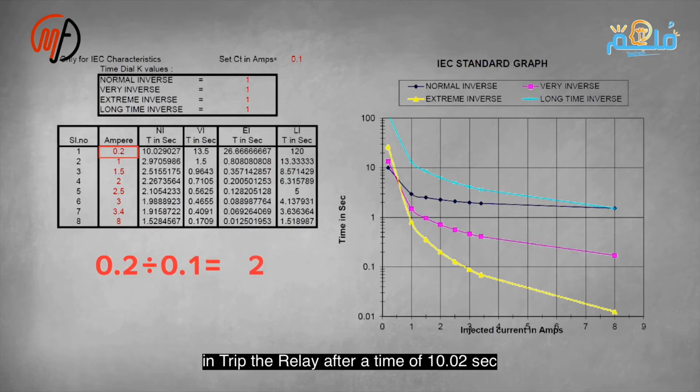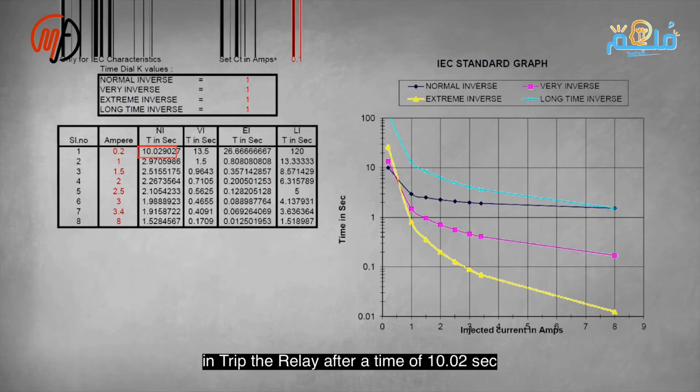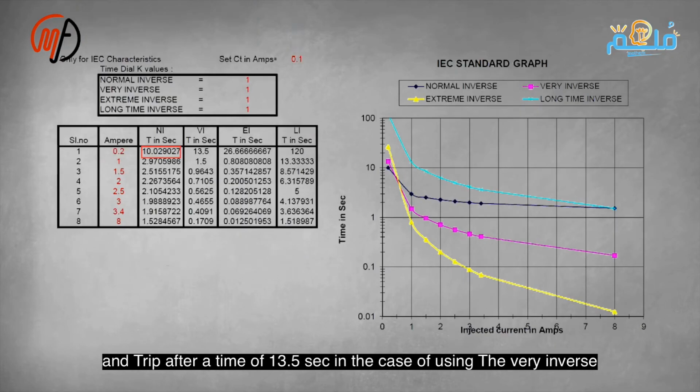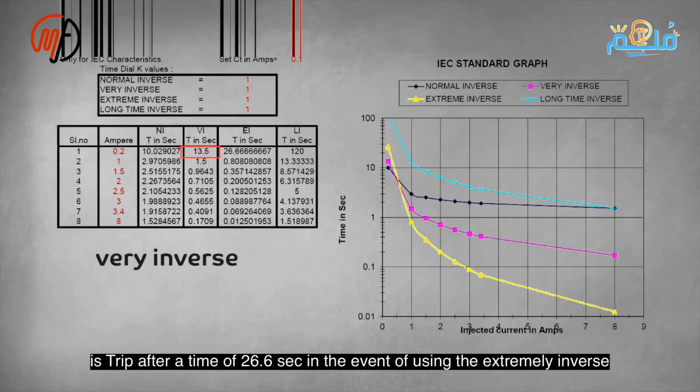So the relay trips after 10.02 seconds with normal inverse, 13.5 seconds with very inverse, 26.6 seconds with extremely inverse, and 120 seconds with long time inverse. As current increases, trip time decreases due to the inverse relationship.